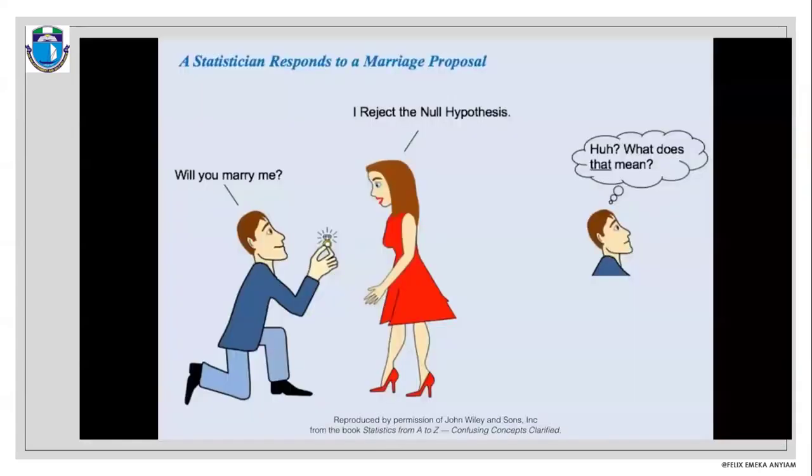Now, this example we have here, a statistician responds to a marriage proposal, and he said to the lady, "Will you marry me?" And the lady says, "I reject the null hypothesis." And the guy went on wondering, what does that mean? Now, in this scenario, guys, here you would agree with me that the null hypothesis for a proposal is no. Every guy that proposes to a lady, the default is that the lady will not agree. That's the default.